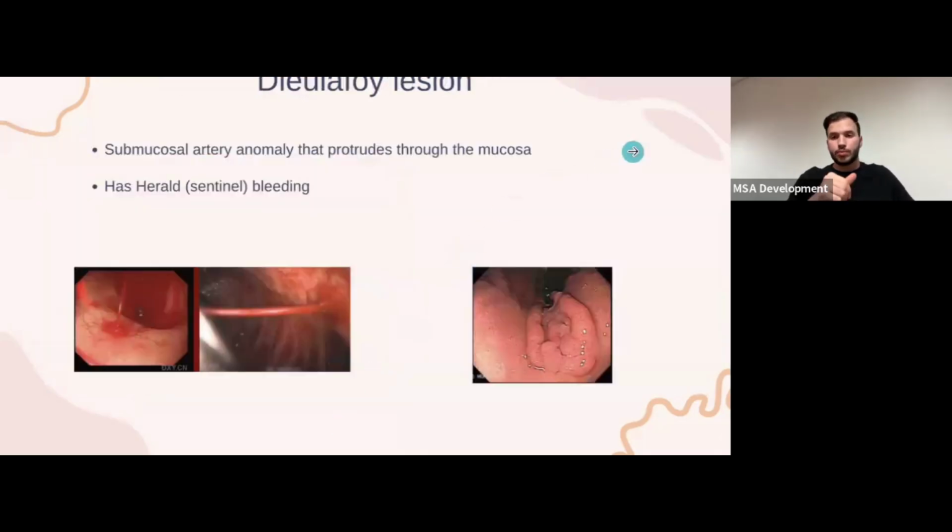Okay. Now we're going to talk about Dieulafoy lesion. This is a vascular malformation where we have a submucosal artery anomaly that protrudes through the mucosa. And here we're having herald bleeding. What do we mean by that? It's a small warning bleeding that comes before a massive bleeding. And whenever we have herald bleeding, we need to treat as soon as we can to prevent the massive bleeding later on. Okay. And as you can see here in this endoscopy, we are having arterial bleeding.